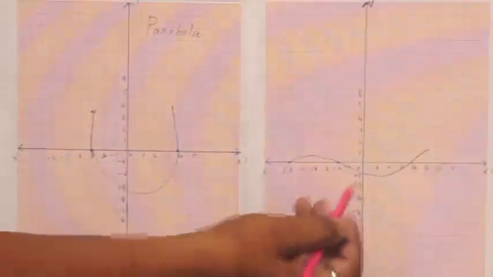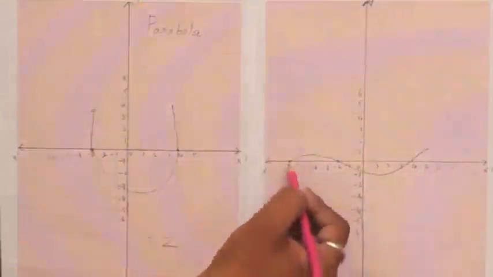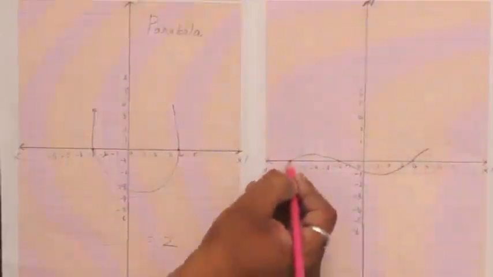Next, let us start with one more example. Here this graph intersects the x-axis at 3 points, 1, 2 and 3. So the number of zeros of this graph is 3.